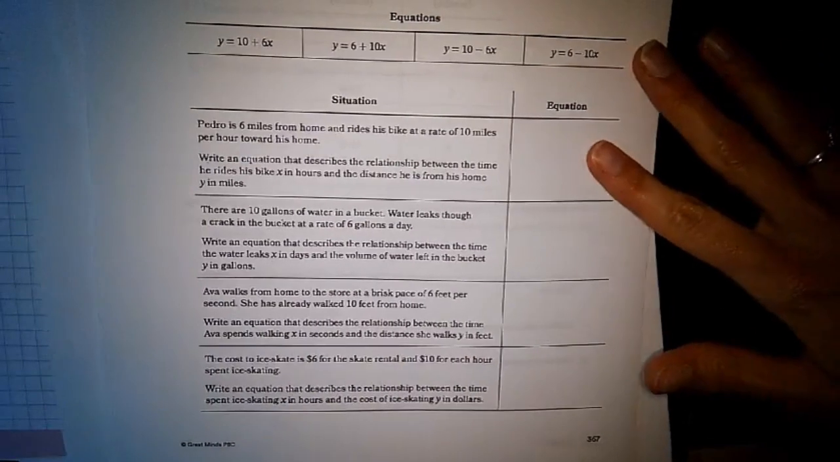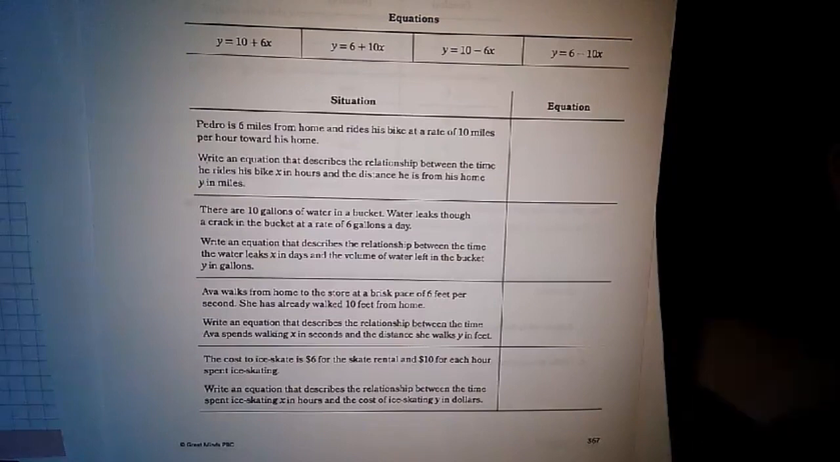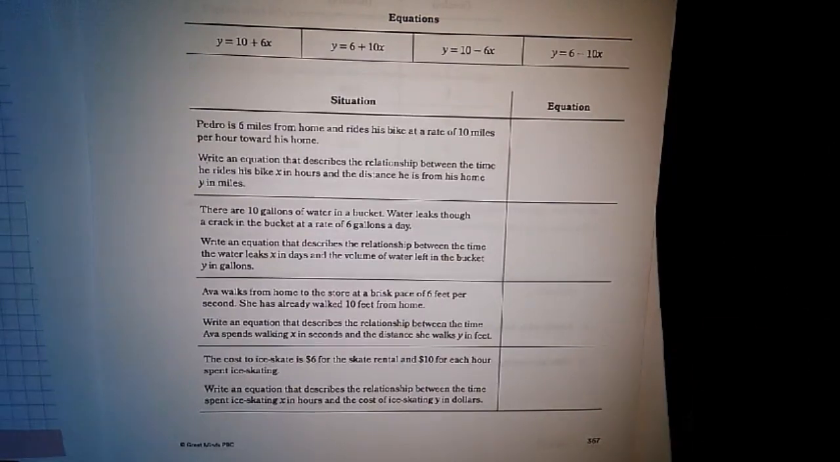So, what did y'all get for Pedro? Pedro is 6 miles from home, and he rides his bike at a rate of 10 miles per hour towards his home. Write an equation that describes the relationship between the time he rides his bike, x in hours, and the distance he is from home in y miles. So, what did y'all pick?